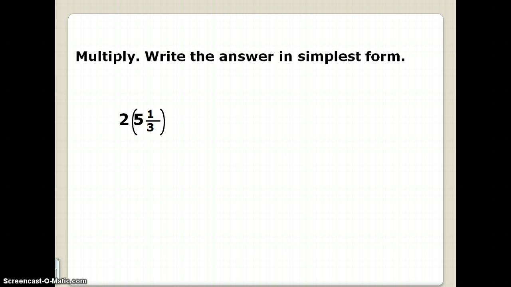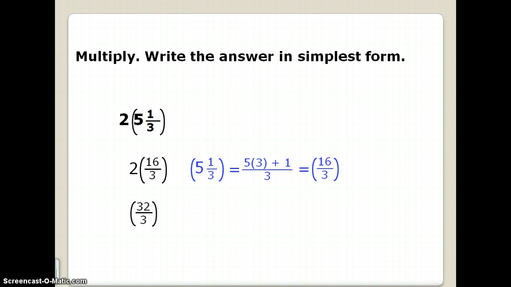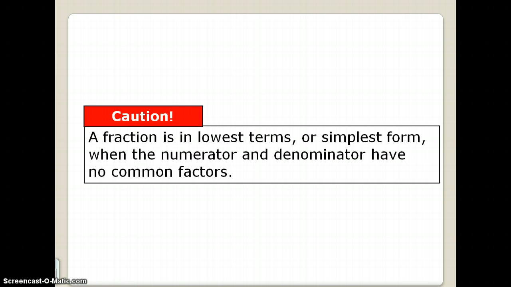Another example, if we are multiplying where we have a whole number and a mixed number, best method to follow is to make the mixed number into an improper fraction. You can see in the blue how we do that. It's the whole number times the denominator plus the numerator over the original denominator. So 5 times 3 plus 1, which is how we get 16/3. Now we'd multiply 2 times 16/3, which would just be 2 times 16, 32, divided by 3. And again, we could leave it that way, and that's fine with me.